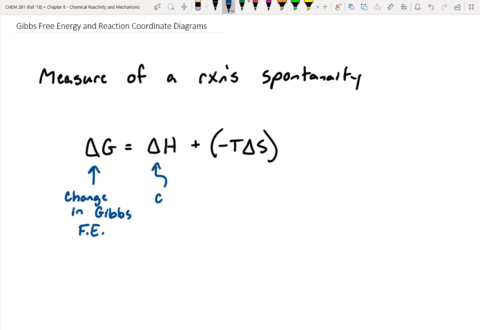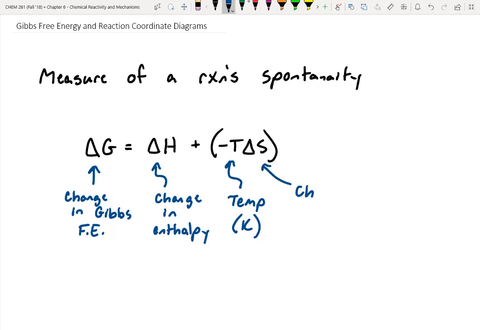This is your change in enthalpy. This is your temperature in Kelvin. We don't use Celsius for this value typically, unless Celsius is included in your entropy unit. And then delta S is your change in entropy.